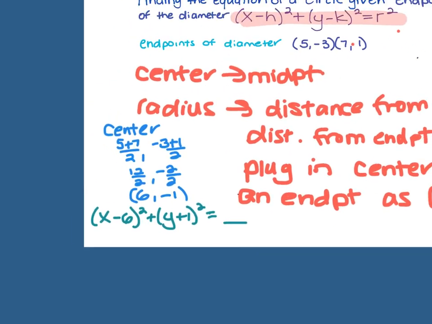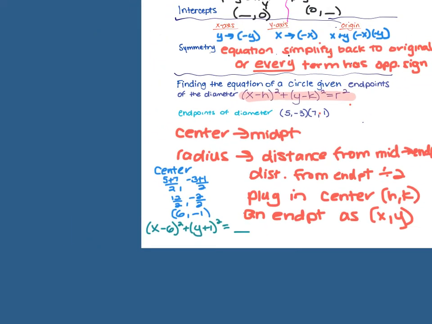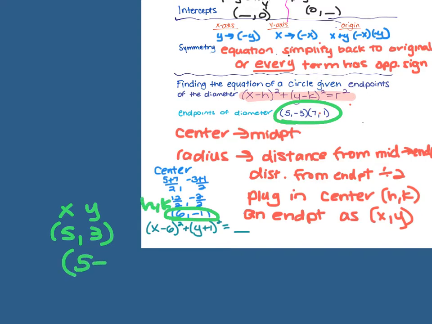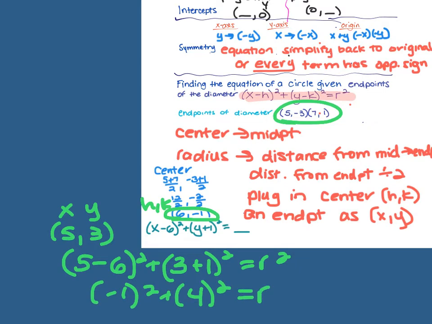So you can choose to do any of those 3 options that are there: find the distance from the midpoint and an endpoint, find the distance from endpoint to endpoint and divide by 2, or plug in the center and the endpoints as h, k, and x, y. So that's the option I'm going to take. I'm going to take one of those points. So I'm just going to use 5, 3 as my x and my y, and then use 6, -1 as my h and k, and plug it in. So 5 minus 6 squared plus 3 minus a -1 squared would equal the radius squared. -1 squared plus 4 squared equals the radius squared.